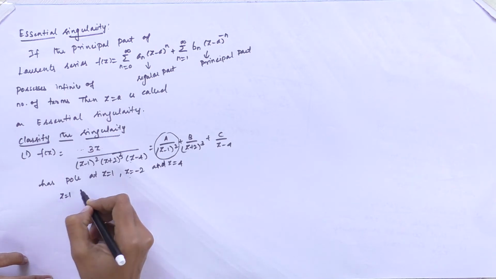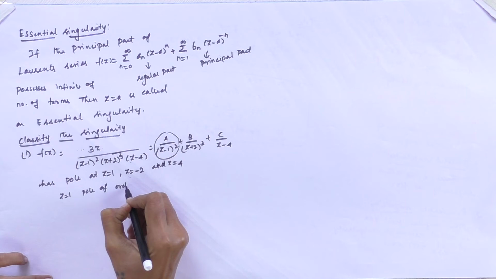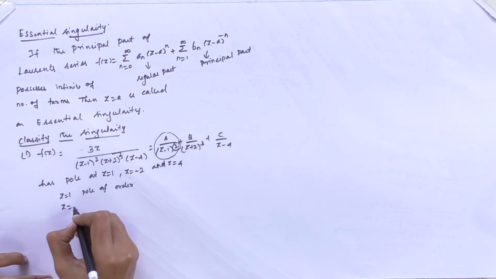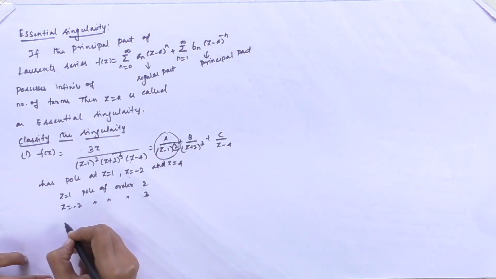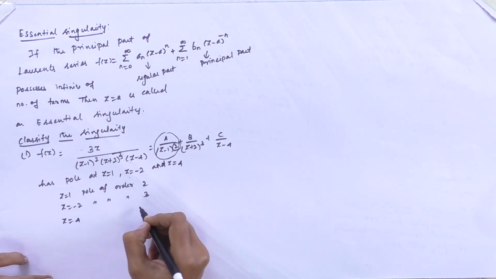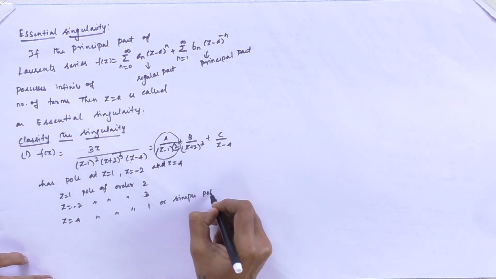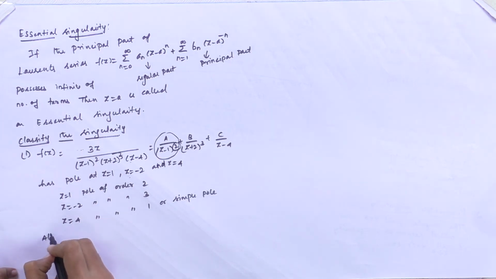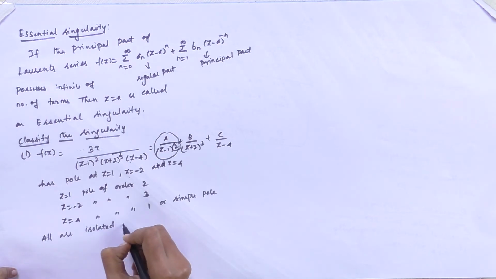So z equal to 1 is a pole of order 2. It represents the number. And z equal to minus 2 is a pole of order 3. And z equal to 4 is a pole of order 1, or it's a simple pole. A pole of order 1 is called a simple pole. And all these points are isolated singularities.